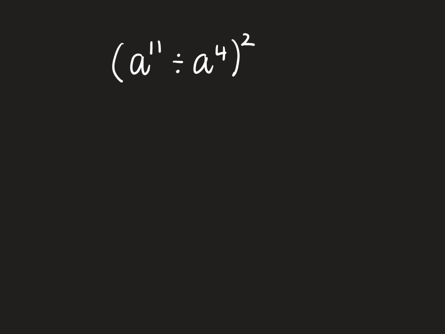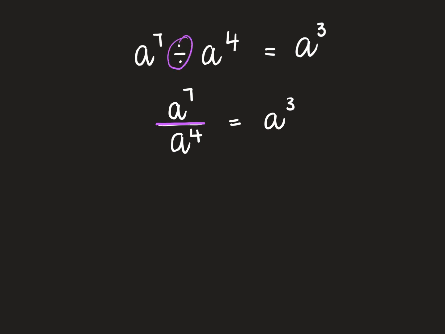How would we do this? What would be the first thing we do? That's right, we're going to do this inside bit first. A to the power of 11 divided by a to the power of 4. Bases are the same, I'm dividing the terms, so I subtract. 11 minus 4 is 7. Then I'm just going to put those brackets back. And then what's next? Raising a power to a power, I multiply the indices.